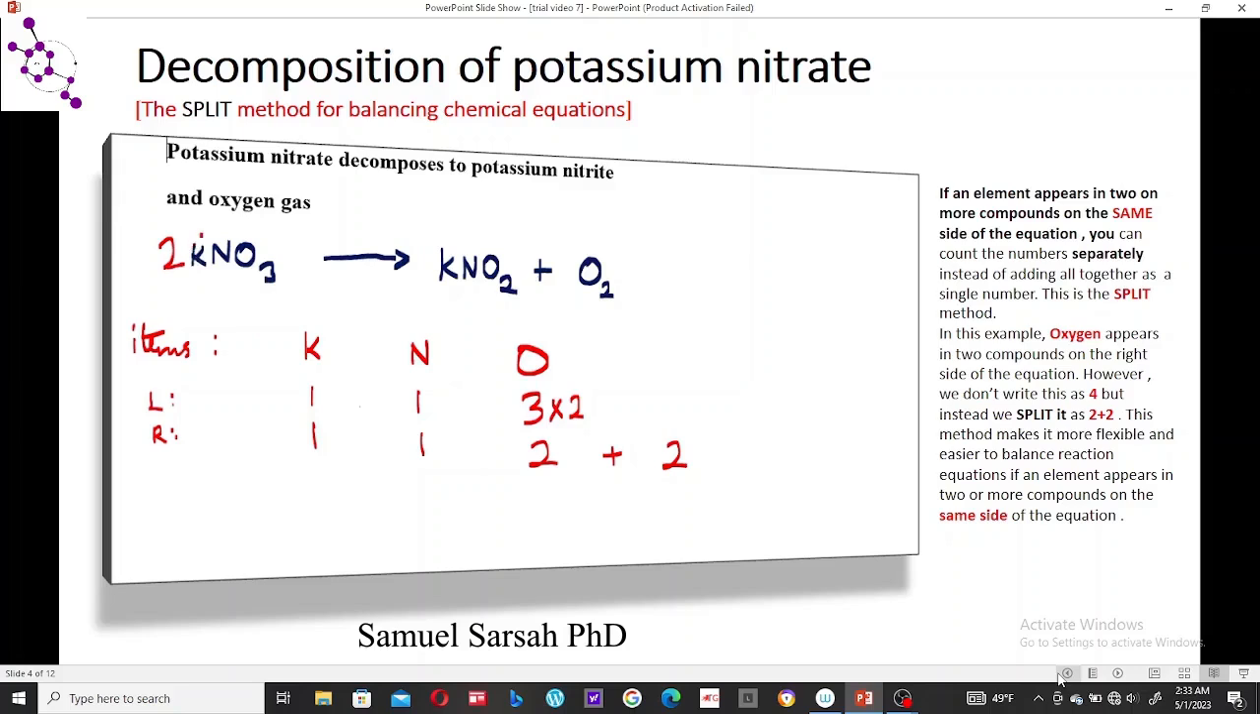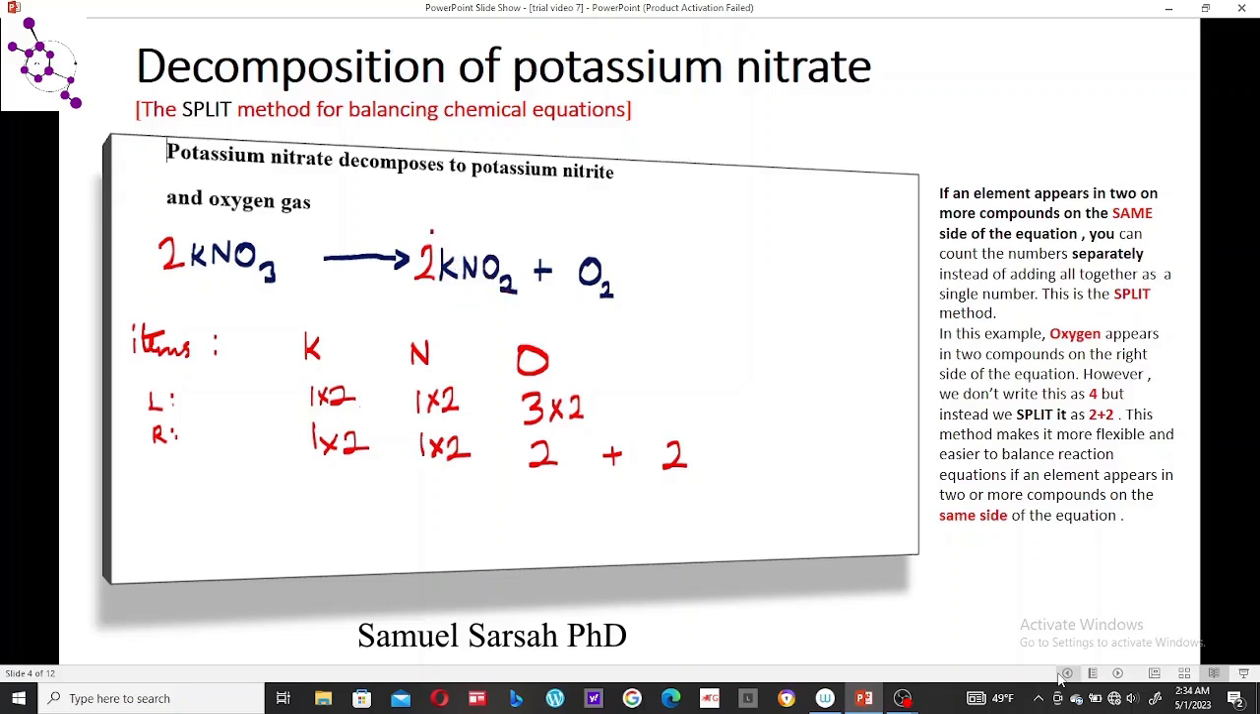This 2 is affecting the K and the N. So that means that on the right side we have to do the same thing over there. So that means we need to put 2 here, so that this 2 is now affecting everything here.